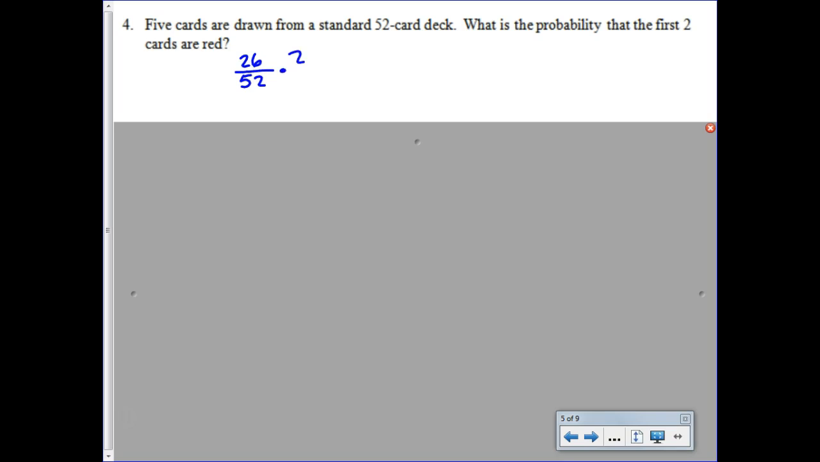And then if we draw a red one, we only have 25, and we only had 51 cards if we're not replacing them. So if I multiply that, I get 25 out of 102. Or you get approximately 0.245 if you write the decimal approximation.